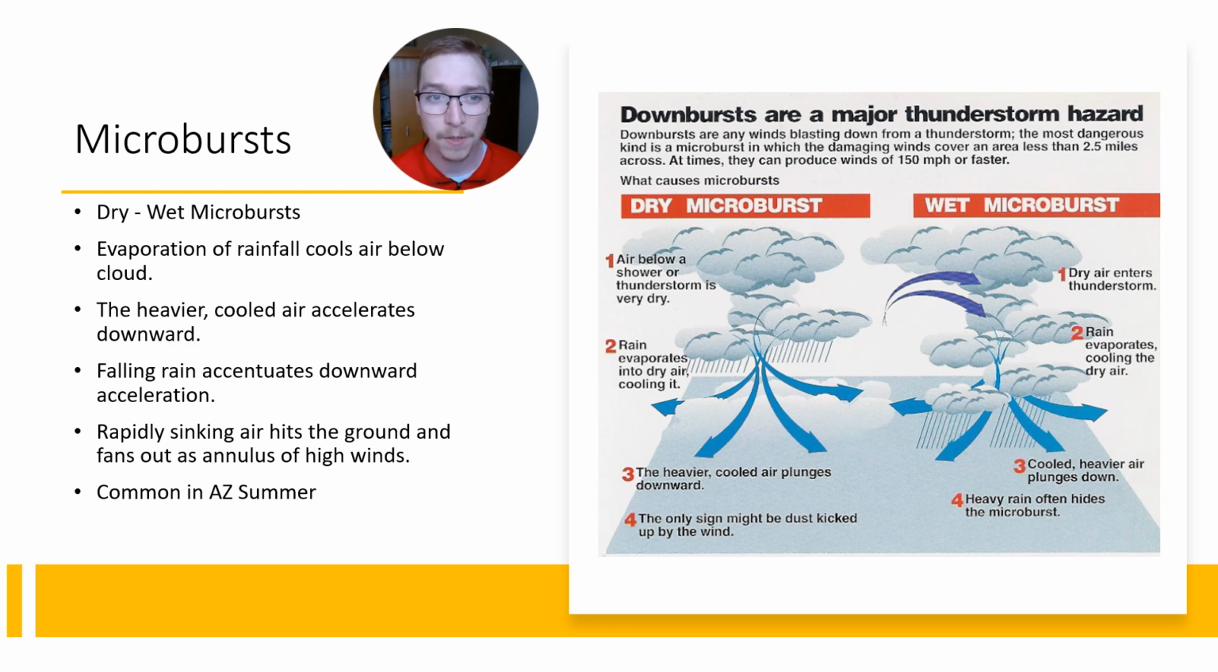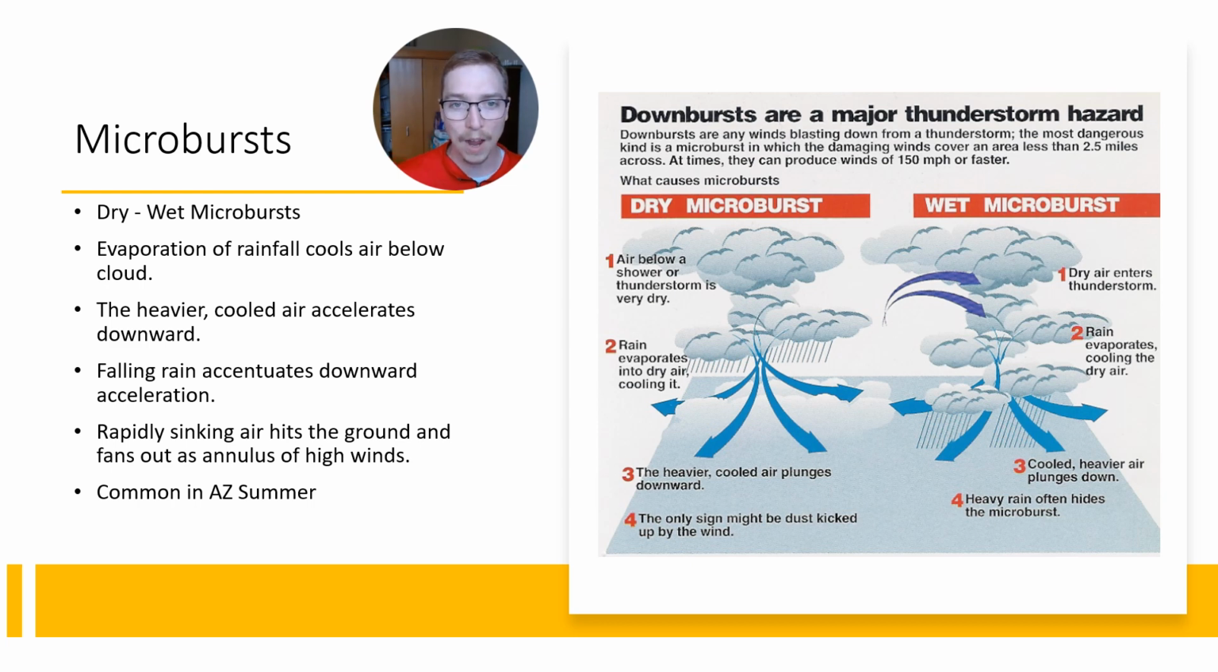So there's a couple different types. There's dry and wet microbursts. Microbursts basically happen as you've got a couple things going on. You've got this evaporation of rainfall cooling the air below the cloud. That heavier cooled air accelerates the downward momentum of the storm. That falling rain accentuates the downward acceleration. And then you've got this rapidly sinking air that hits the ground and fans out with these high winds. This is pretty common in the desert Southwest during the summer, primarily in places like Arizona.